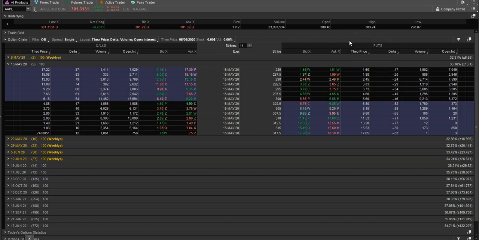Usually whenever you buy a put, you want the stock that you're looking at to move lower. If you sell a put, you want the stock to move higher. A really good, easy example is this: on the call side, if you buy a call, you want the stock to move up. If you sell a call, you want the stock to move down. On the puts, if you buy a put, you want the stock to move lower. And if you sell a put, you want the stock to move higher.